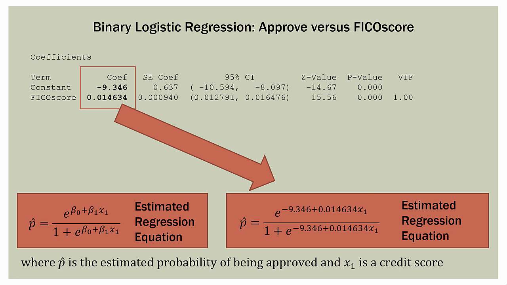So beta 0 is negative 9.346. That's our constant coefficient up here at the top, plus 0.014634 x1. That's our FICO score or credit score coefficient up here in the top left. And then we do the same thing in the denominator. So there is our estimated regression equation for this specific problem. So p hat is the estimated probability of being approved, and x1 is any credit score we decide to put into the equation. So let's go ahead and do that.